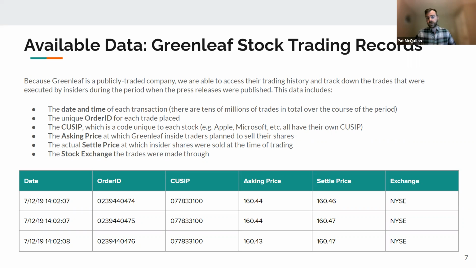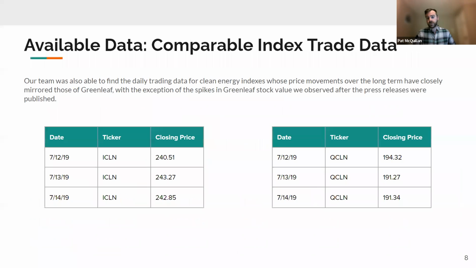But what we were able to find actually were indexes. These were correlated. And just so that people understand what an index is, think of it like the S&P 500, if you've ever heard of that or worked with that.